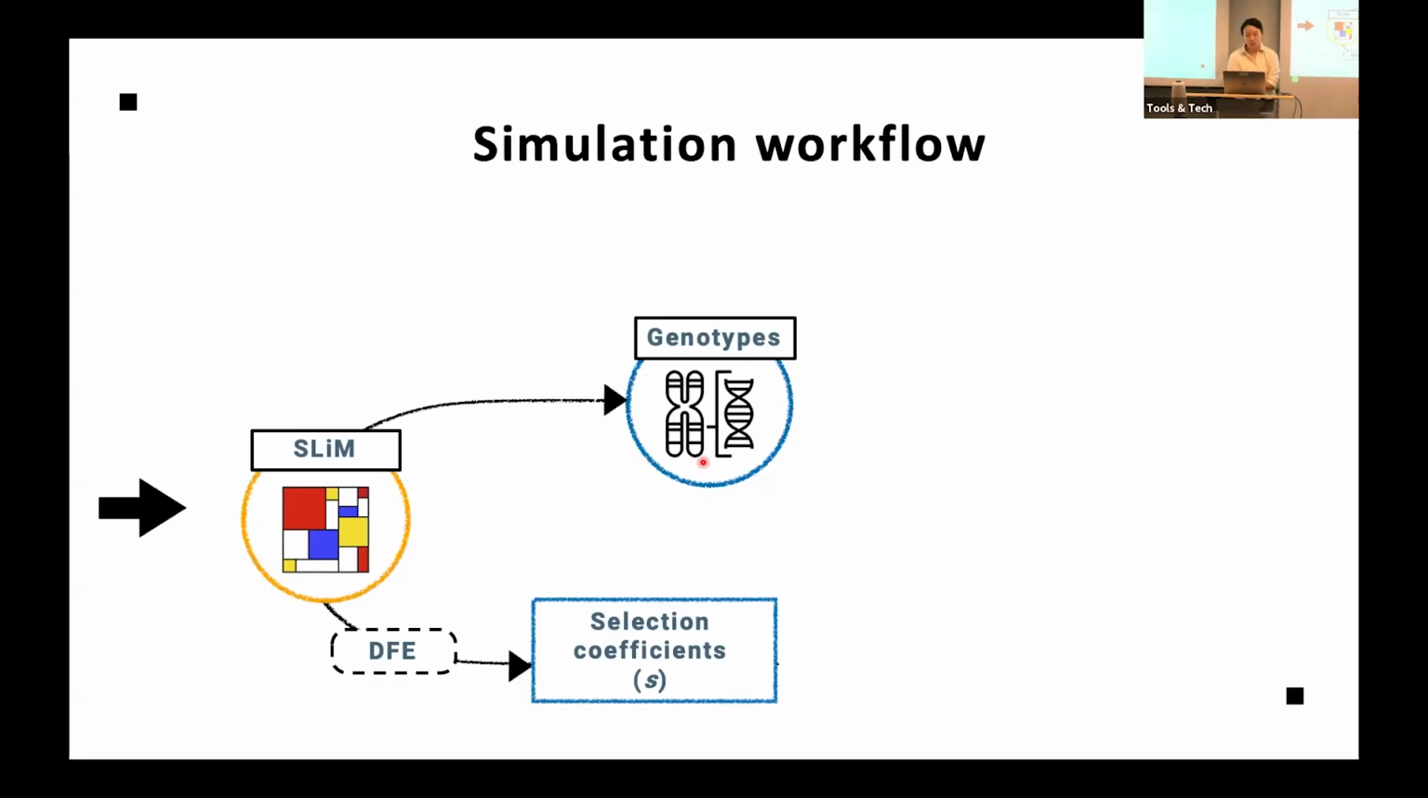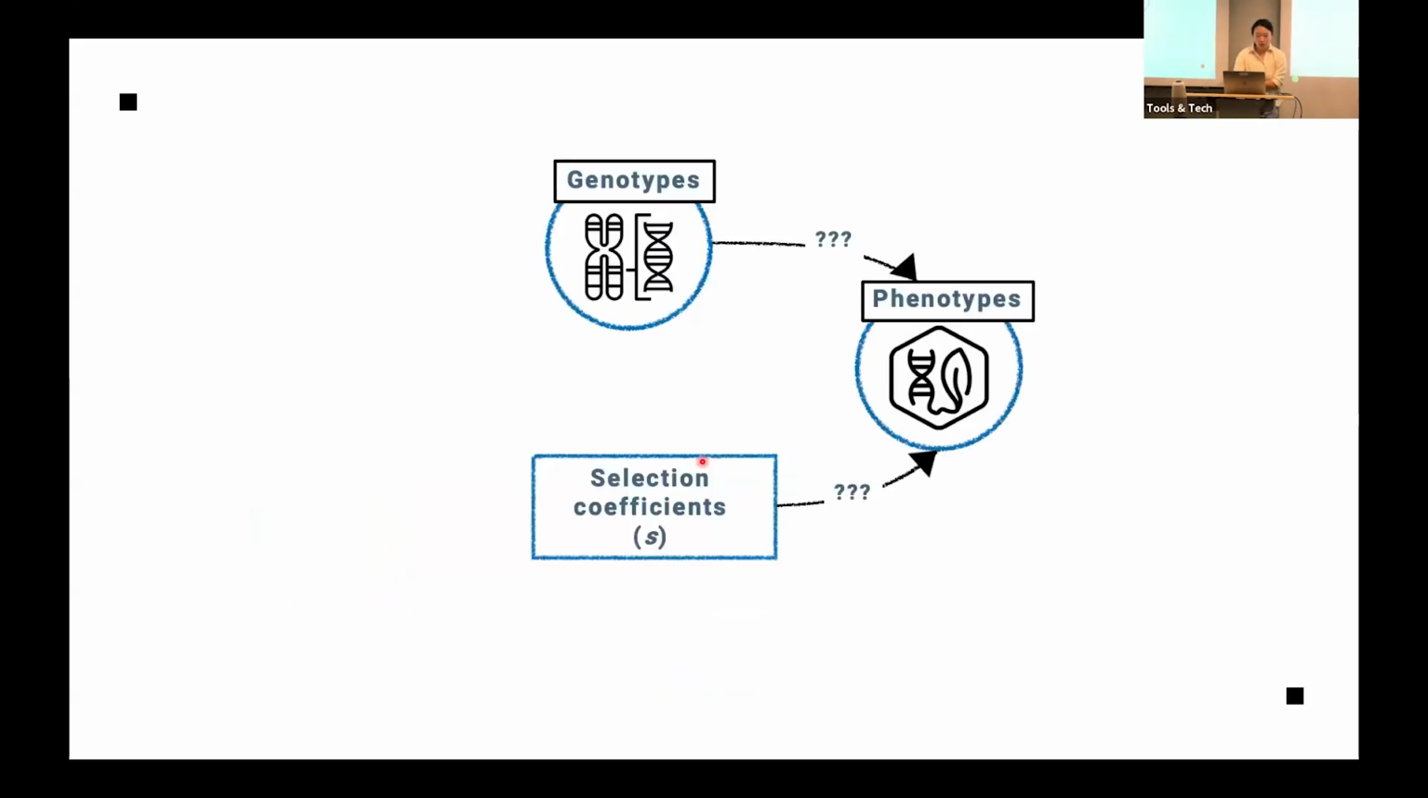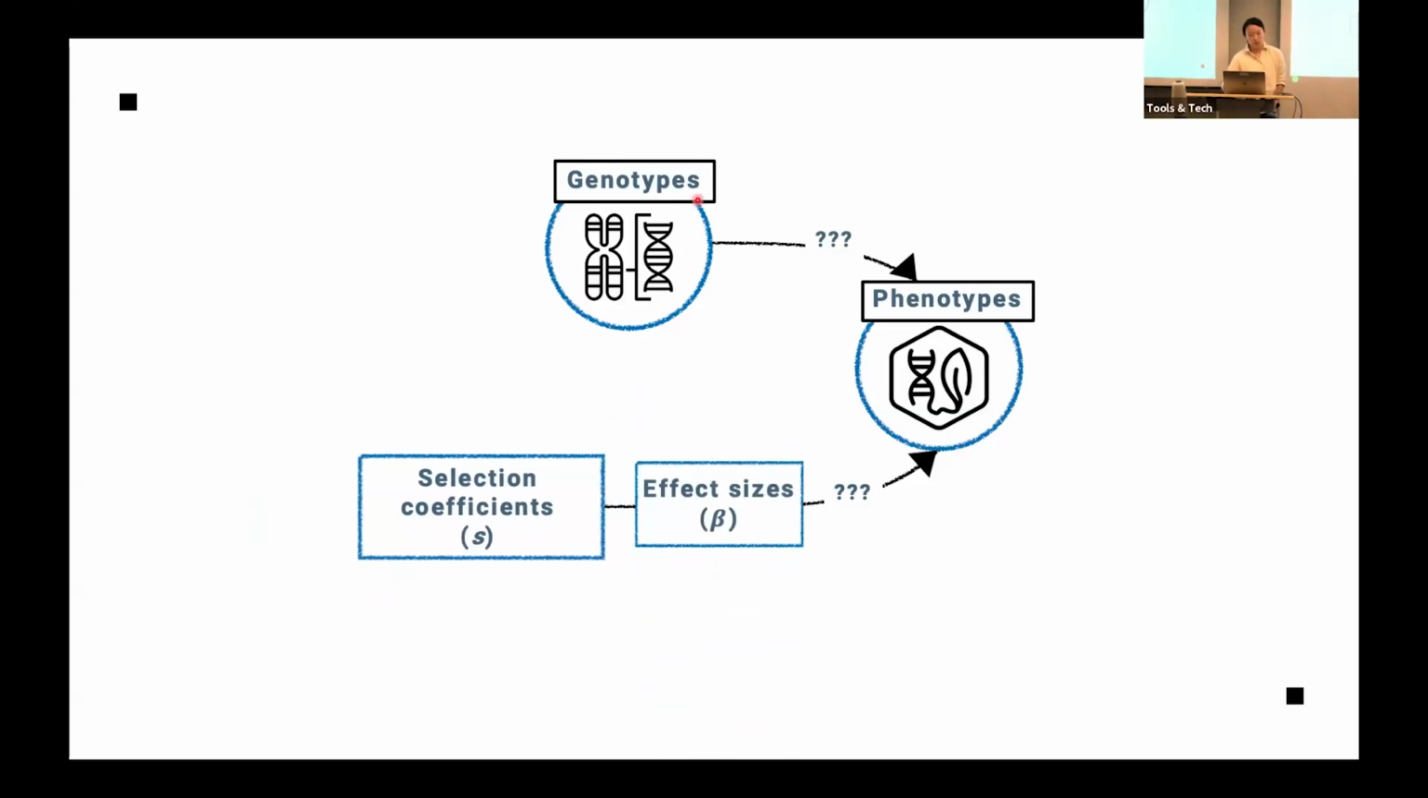So once we have the simulated genotypes and selection coefficients, the next step that we need in order to do a GWAS is to connect these two to some sort of complex trait or phenotype that we can study, right? So how do we do that? It's not quite straightforward how we would get to the phenotypes with just these two outputs. So the first thing we need to do is assign effect sizes to the variants. And in order to do that, we will have to use the selection coefficients.